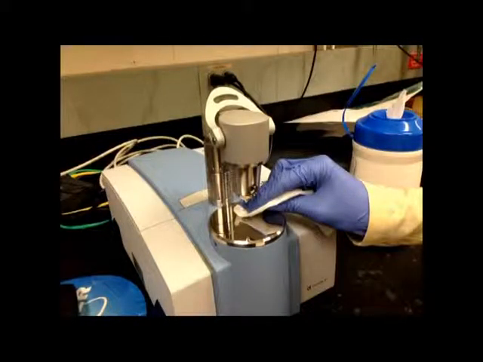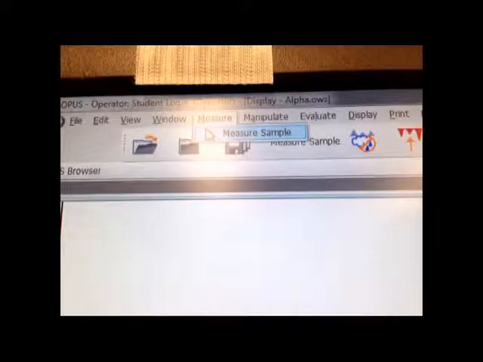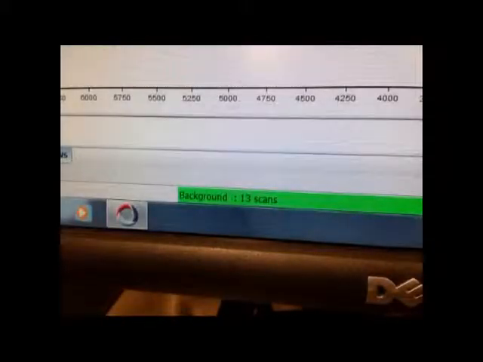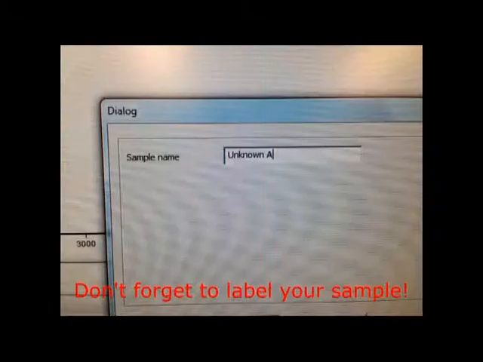The first step is to clean the IR plate. That way, only the sample of the compound will be measured. After the IR program is open, a sample measure must be taken. The program will first run background scans, and then the compound sample must be placed on a little square.